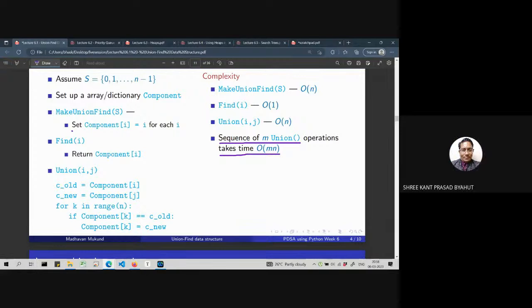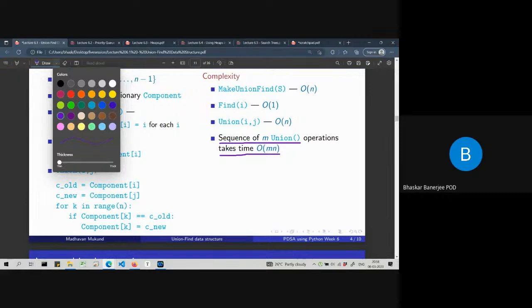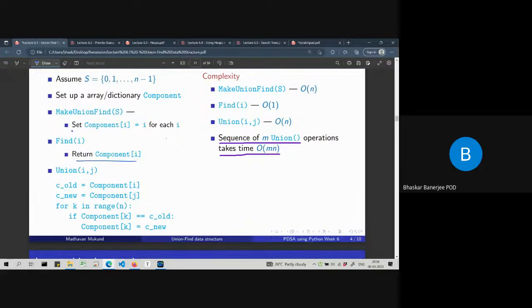Exactly. So these two are the same. Find is only return component of I, and make union find simply sets the component to I. The beauty is in the union method. Why beauty? I will discuss that. When I'm writing union of I and J, let's go back to the previous dotted example. Let's say this is vertex 3, vertex 1, and vertex 2. Initially make union find has set the component values, which I'm writing on top. Here the component is V3 only, here the component is V2 only, and here the component is V1 only. So these are the component values, C.